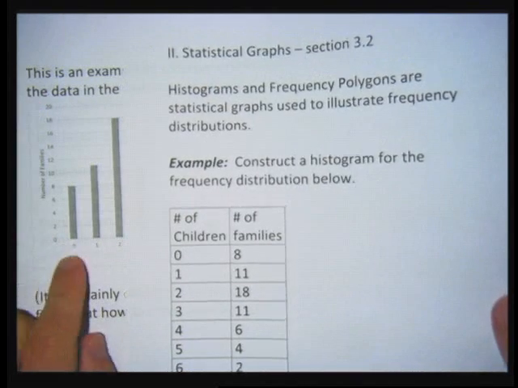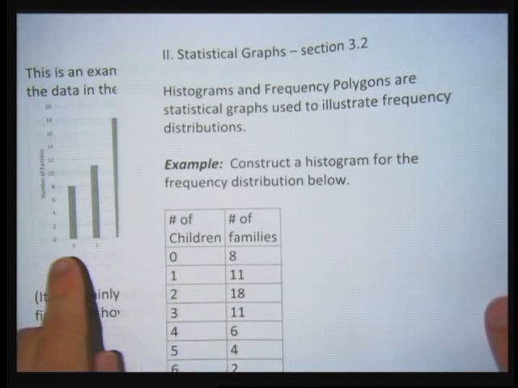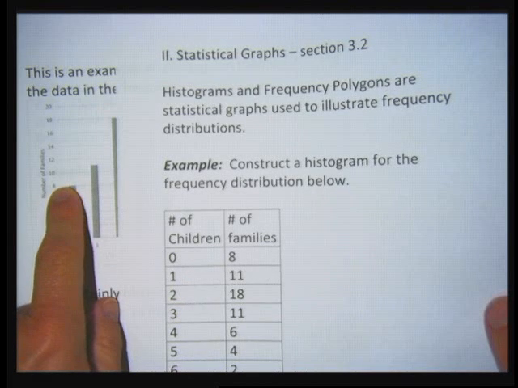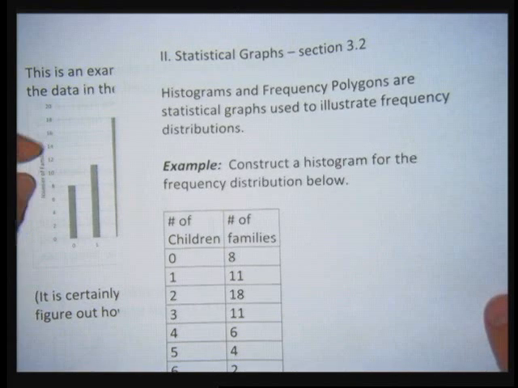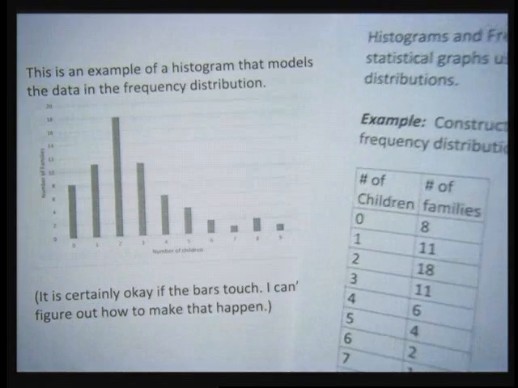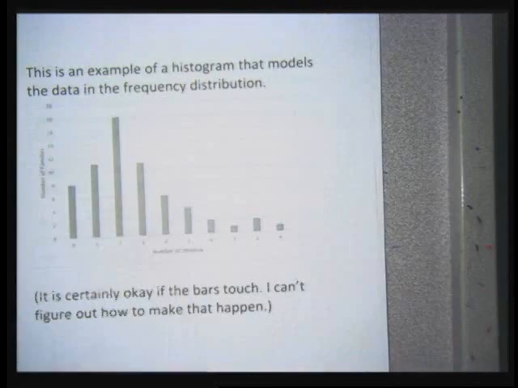And then above each number on the X-axis I just simply went up to the proper height. So for having 0 kids, I went up to a height of 8 and made a bar. For 1 kid, I went up to a height of 11, which is somewhere halfway between 10 and 12, and made a bar, and just did it all the way out for each of them. And then I made bars to make a histogram. This is how Excel decided my histogram should look.